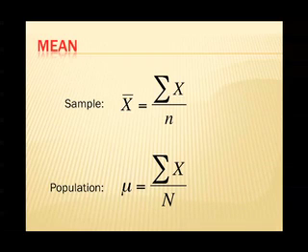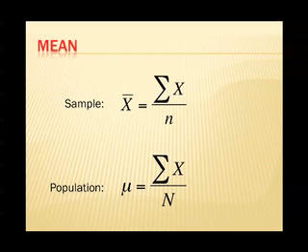The top equation states that the sample mean, or x bar, is equal to the summation of all the data points, represented by x, and then divided by the total number of data points, represented by the lowercase n. The population equation is identical, except the population mean is represented by a mu instead of an x bar, and the total number of the population is represented by an uppercase N. For this video, we are working with a sample, so we will be using the sample equations.